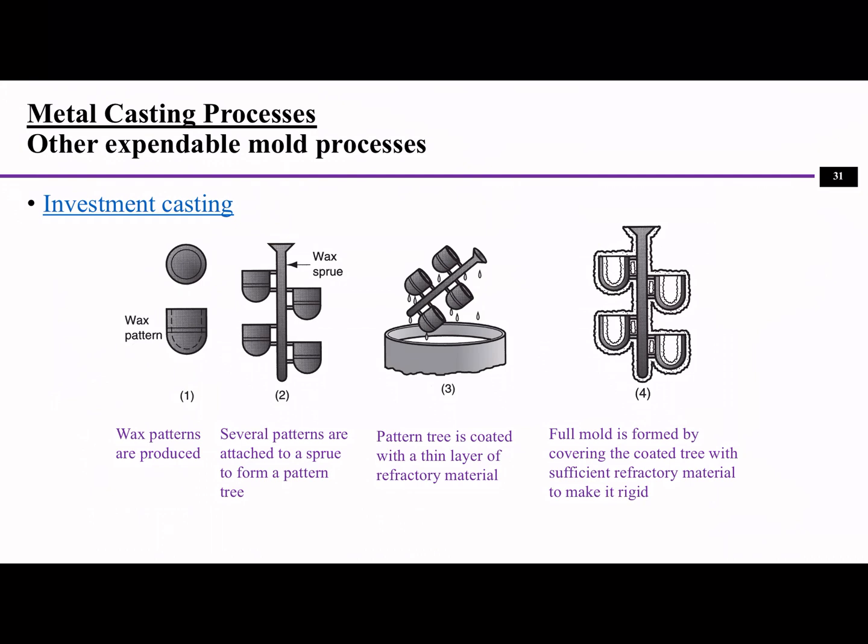Well, another process is investment casting. For investment casting, basically we first create a wax pattern. The pattern is made of wax because wax has a really low melting temperature. Eventually, the wax will be removed. After we create this wax pattern, we attach these wax patterns onto a sprue to form a pattern tree. Then the pattern tree will be coated with a thin layer of refractory material. It's that refractory material that actually forms the mold, right?